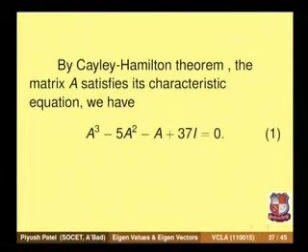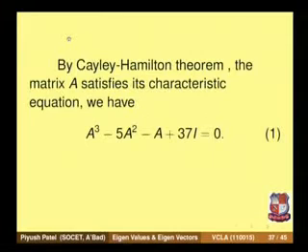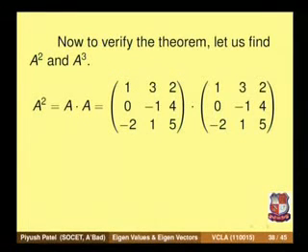So here let us see. Let us evaluate the expression on the left hand side: A cube minus 5A squared minus A plus 37I is equal to 0. For that we need to find A squared, then A cube. So let us calculate A squared. A squared is A into A. Here the knowledge of matrix multiplication is required. So matrix A into A.